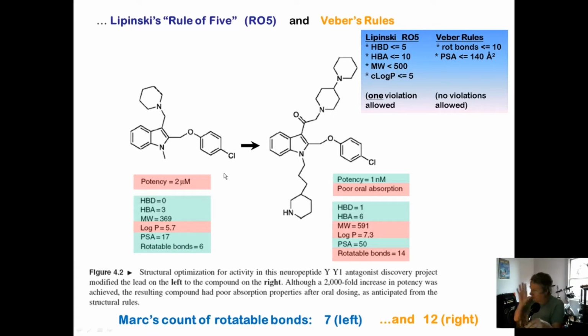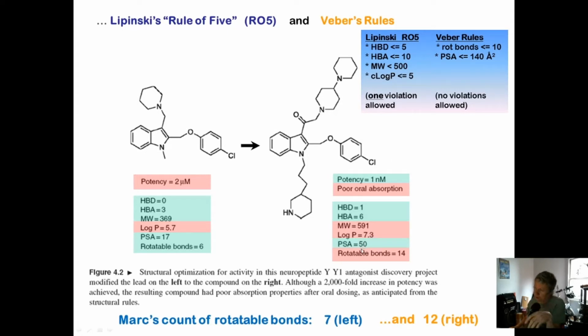And then in this example, they did some optimization and changed the molecule, added a couple carbons down here, added a little bit up here, and now the potency is 1 nanomolar, which is great, but now it has very poor oral absorption, and it's not going to be in compliance with these 2 rules. In terms of hydrogen bond donors and acceptors, it is still in compliance, but the molecular weight is much higher now. It's 591. Previously it was 369. Log P, or we use C log P, the calculated log P, is now 7.3, which is much greater than 5.